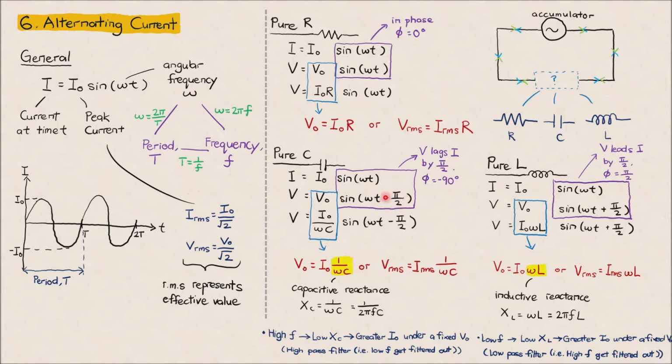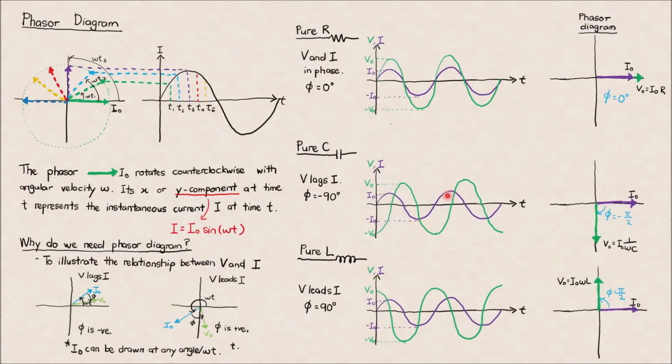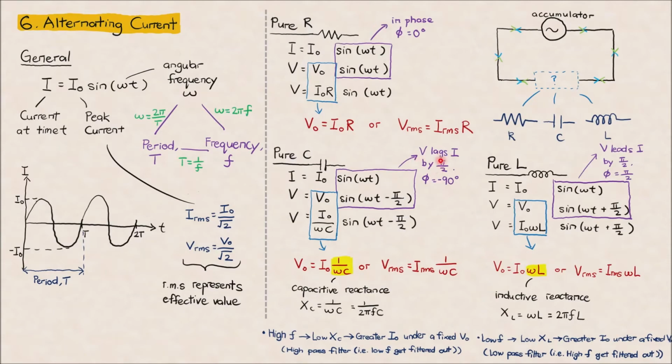So this negative pi over 2 is what we call the phase difference. Sorry, not phase difference, phase angle. This phase angle here, we write it as negative 90 degrees or negative pi over 2. So what does this phase angle mean? Phase angle is the angle of the V0 phasor with respect to the I0 phasor, which we will describe in the next slide. But never mind. We just need to know that for this case, it's negative 90 degrees.